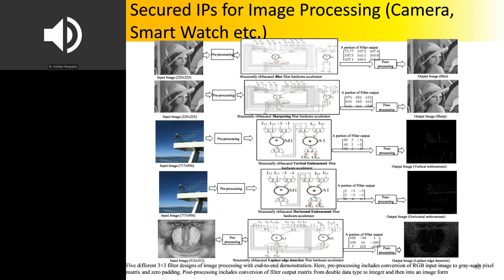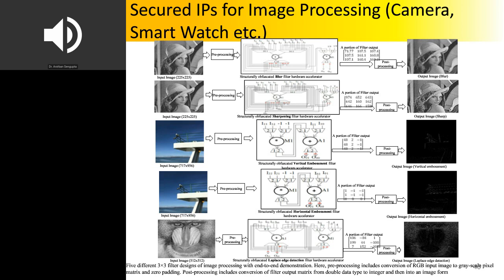We have also designed application-specific IPs for image blurring filter using the circuit that you've seen right on the top. This is for obfuscated blur filter. The second one is for obfuscated sharpening filter. Third one is for obfuscated vertical embossment, and then obfuscated horizontal embossment, and finally we have the obfuscated Laplace edge detection. Okay, so each of these could also be devised or designed separately using the process of obfuscation and HLS.